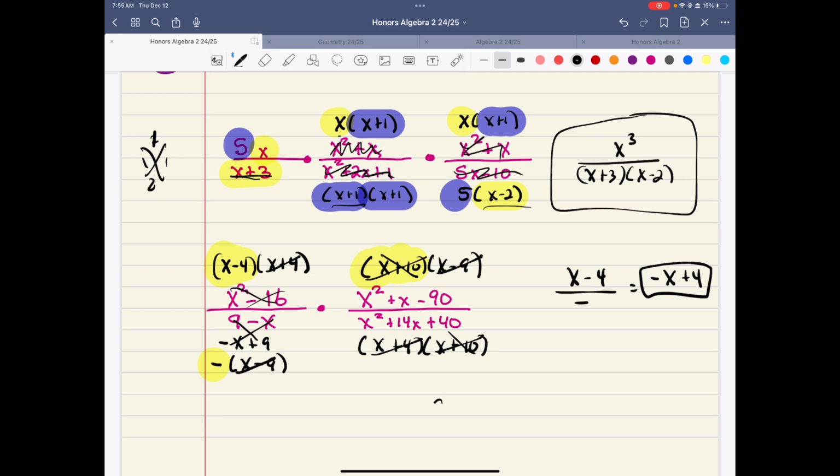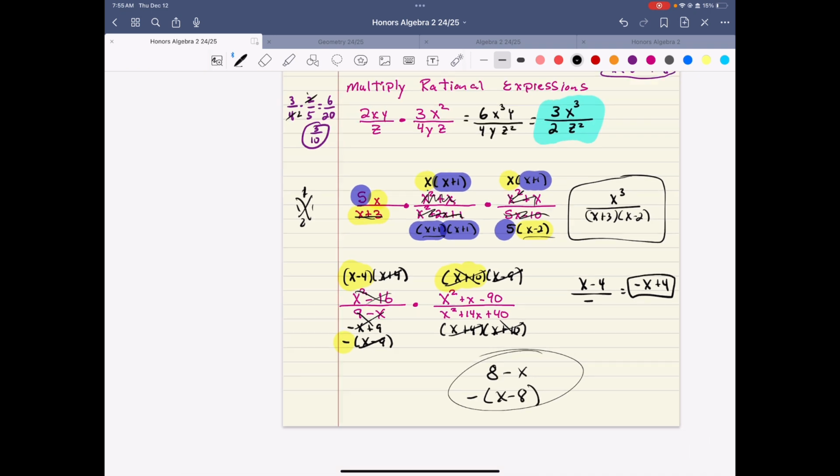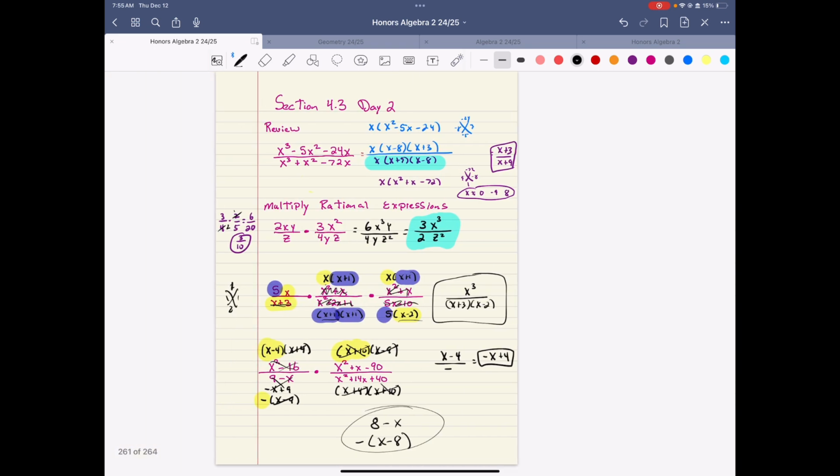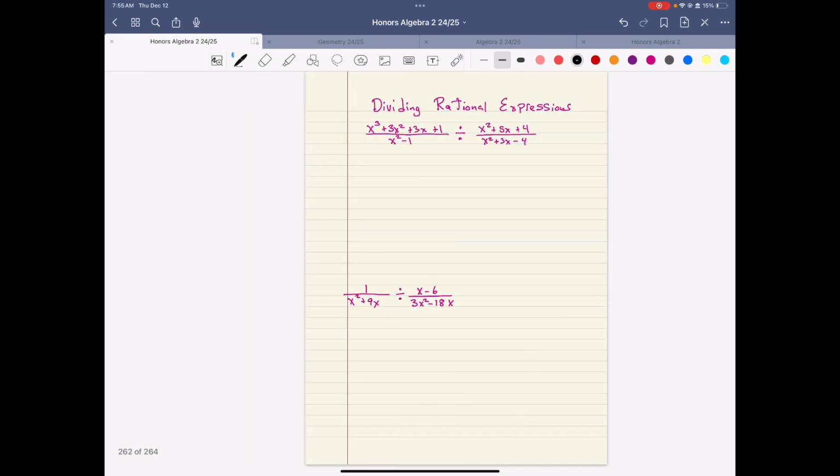So again, if I have something like 8 minus x, I want to factor that into the negative of x minus 8. We're always going to do that type of thing when we're doing these. Okay? So multiplying, top times the top, bottom times the bottom.